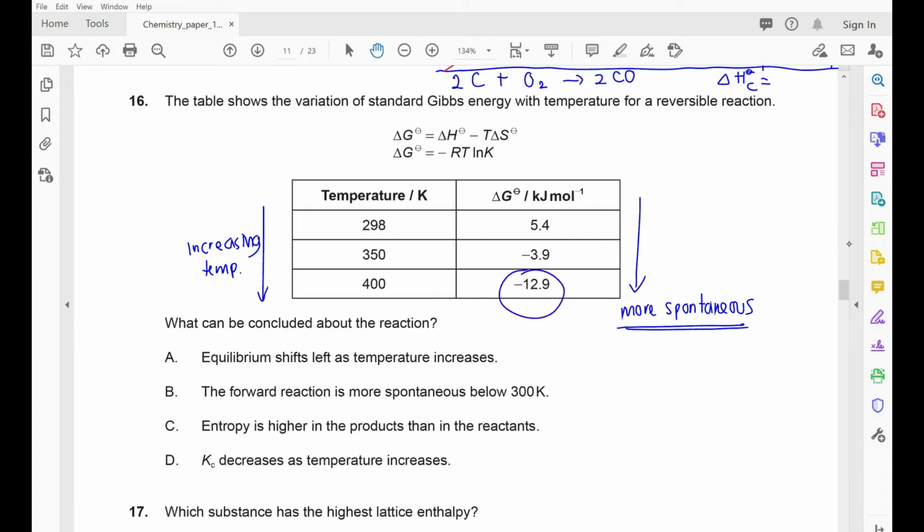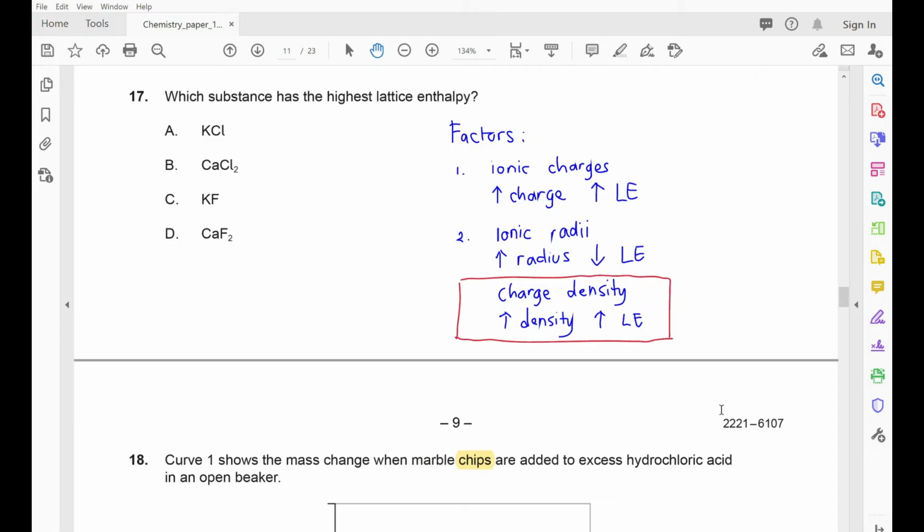To get a highly negative value of Gibbs free energy, the product of temperature and the change of entropy must be increased. So that means as temperature increases, the delta S also increases. And this shows us that entropy is higher in the product. Answer is C.